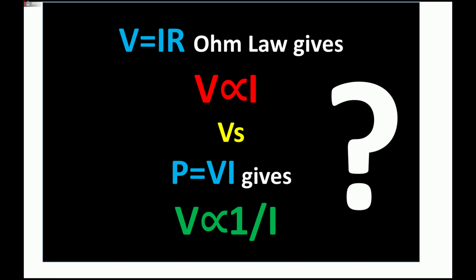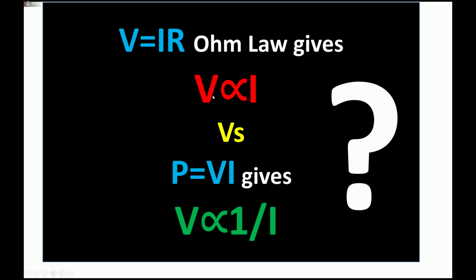So in the case of Ohm's law, V is directly proportional to I. This means if the voltage increases, the current increases. If the voltage decreases, the current decreases. While in the case of the power formula, V is inversely proportional to the current, meaning that if the voltage increases, the current will decrease, and if the voltage decreases, the current will increase.